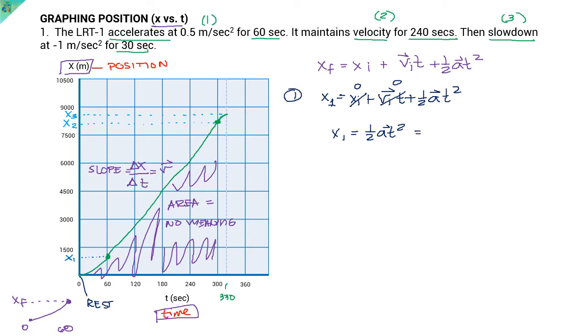So plugging in our variables, we're going to have 1/2 acceleration, that's 0.5. I'm not going to write the units anymore to make this as clean as possible. And t is of course 60 seconds squared. Okay, so calculating that in your calculator, type in 1/2 times 0.5 times 60 squared. So that would give you 900 meters. So the position of our x1 is about 900 meters.